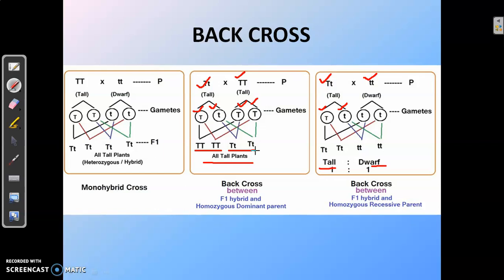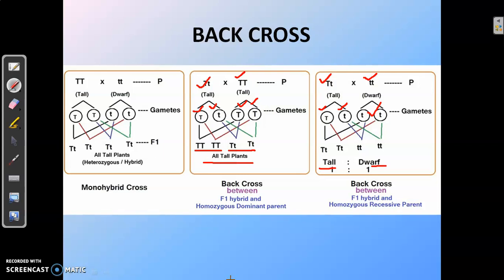In the second case, when we cross a hybrid tall plant with a dwarf plant, we see that the tall plant produces two types of gametes, capital T and small t, whereas a dwarf parent produces only one type of gamete, that is small t. In such a cross, we find that the offspring obtained are heterozygous tall, that is capital T small t, and a dwarf plant, that is small t small t.